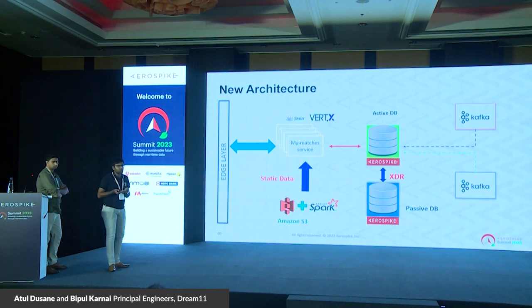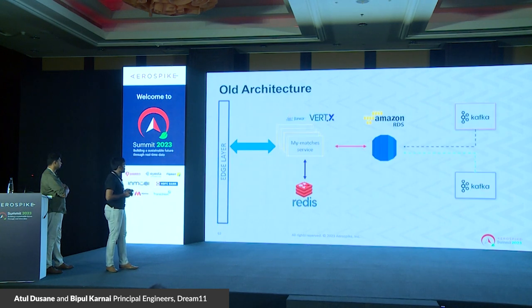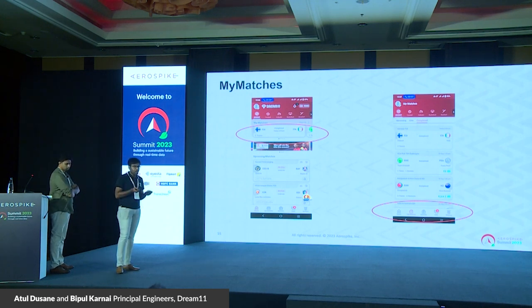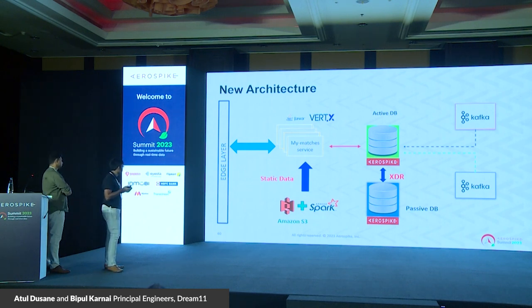In this Aerospike cluster, for any dynamic data we decided to have an in-memory namespace, and that was for the upcoming and live tabs that we saw in the previous screenshot. But for the completed tab, which is static data that we do not change, we decided to go with the persistent namespace. For the static data, we were pushing the data into the My Matches cluster using Amazon S3 and Apache Spark.